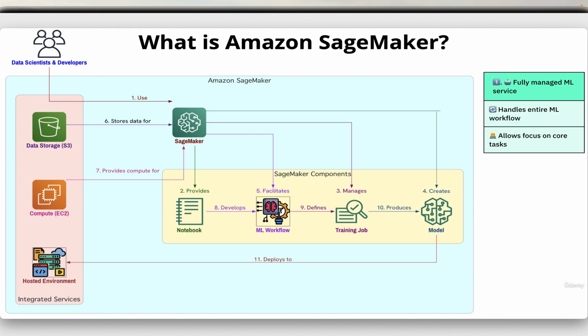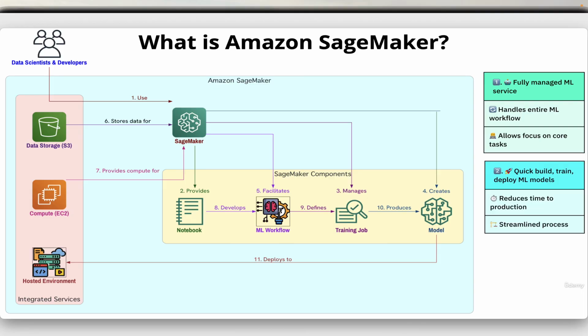So what is Amazon SageMaker? Amazon SageMaker is a comprehensive, fully managed machine learning service provided by AWS. It handles the entire machine learning workflow, allowing data scientists and developers to focus on their core tasks. SageMaker enables users to quickly and confidently build, train, and deploy machine learning models. This streamlined process significantly reduces the time from concept to production-ready models.